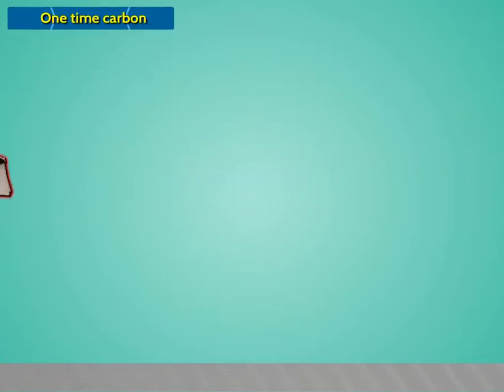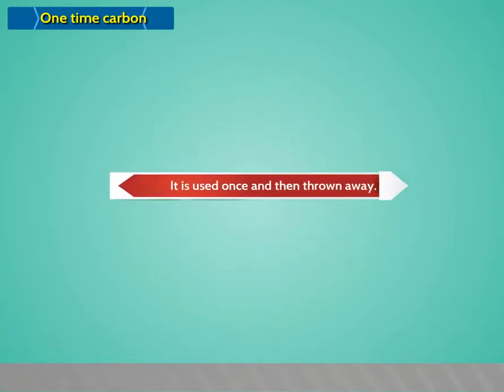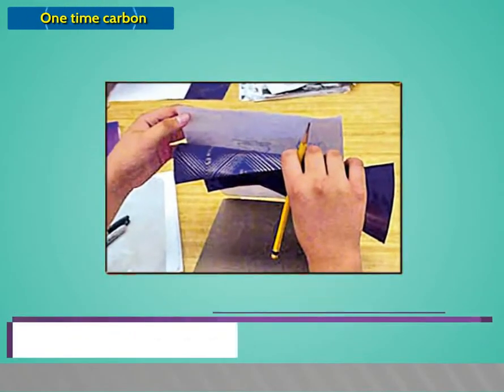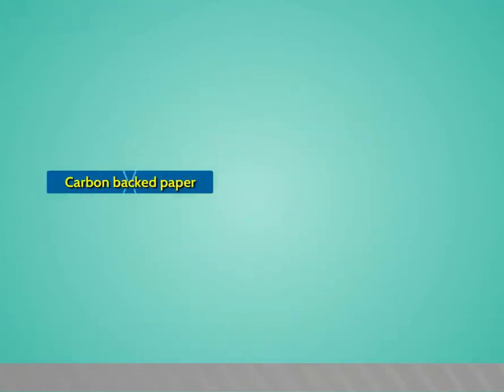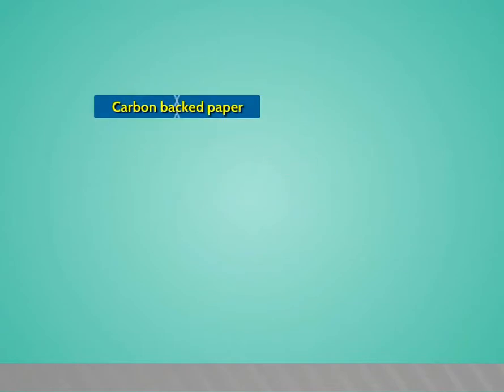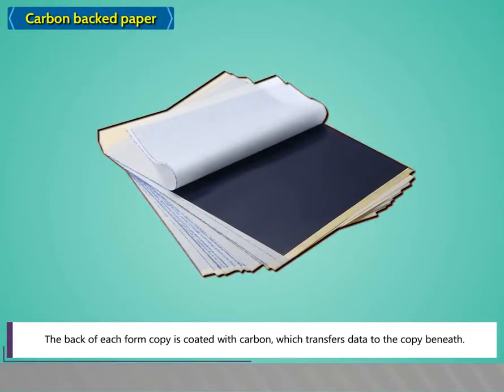One-time carbon. It is made of inexpensive kraft paper. It is interleaved between two sheets in a form. It is used once and then thrown away. It is the most cost-effective for multi-part forms. Carbon-backed paper. The back of each form copy is coated with carbon, which transfers data to the copy beneath.